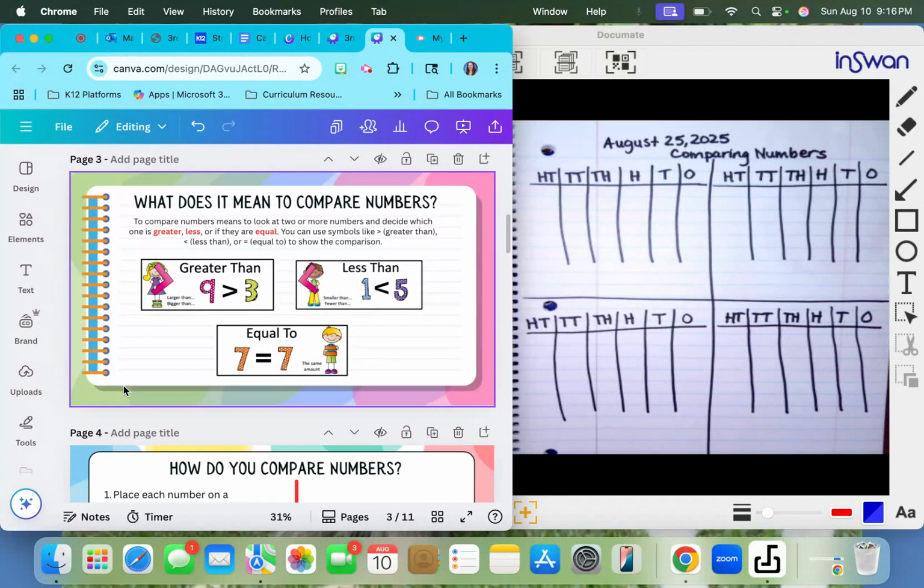So what does it mean to compare? When we compare numbers, we're going to be looking at two or more numbers to decide which one is greater, which one is less, or maybe are they of equal values. And there are symbols that we can use. Here is the greater than symbol. It reminds me of an alligator mouth. I like thinking of it that way because alligators are very hungry, and so the alligator would open its mouth and want to eat the number with the largest value. Here's our less than sign and our equal to sign. Equal to means the numbers have equal or the same value.